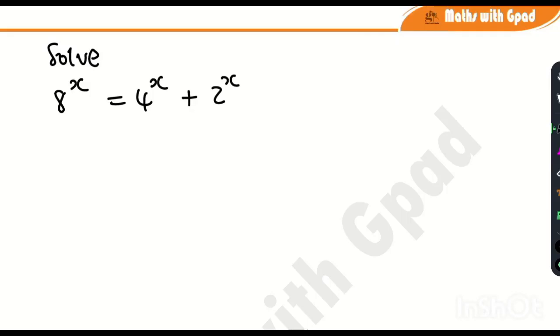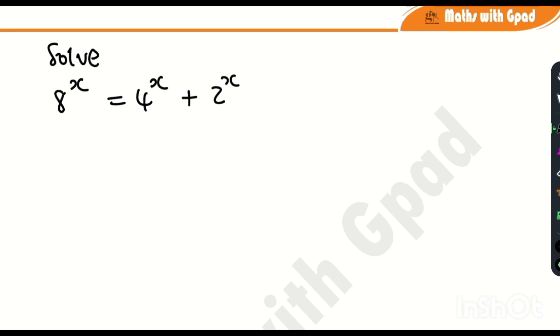Hello friends, in this video we're going to be solving this equation. The equation says 8 raised to power x is equal to 4 raised to power x plus 2 raised to power x. Now the first thing we're going to do here is to express 8, 4 and 2 as a power of 2. 2 is already expressed as a power of 2, but let's express 8 and 4 as a power of 2. Now let's do that.